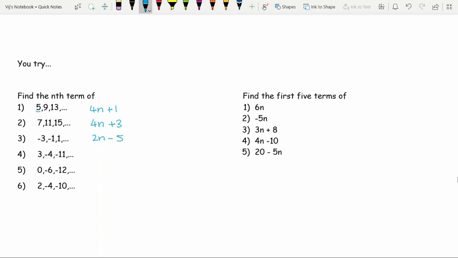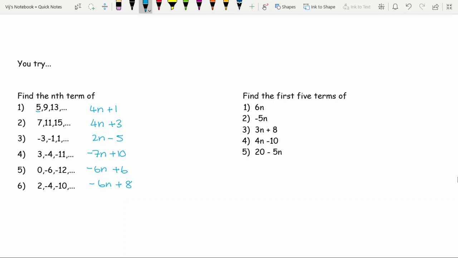In question 4, it's going down by 7, so it'll be minus 7n. And what I need to do to get from minus 7 to positive 3, well, I need to add 10. For question 5, it's going to be minus 6n plus 6. And then finally for question 6, it's going to be minus 6n plus 8.